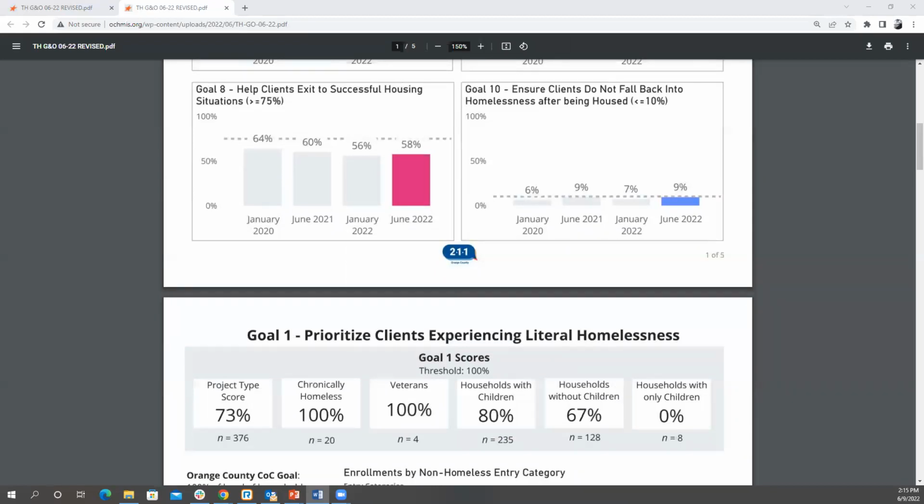Goal 8 is looking at the percentage of clients that are exiting to permanent housing situations from transitional housing. This has gone down a little bit with the pandemic. This is another one of the measures where I think we're seeing changes in the data more. So that one, we will keep the threshold that we have. Goal 10 is looking at clients who exit to permanent housing situations and later return to the homeless system. We've been fairly consistent over the past couple of years, so we will keep that threshold as is also.